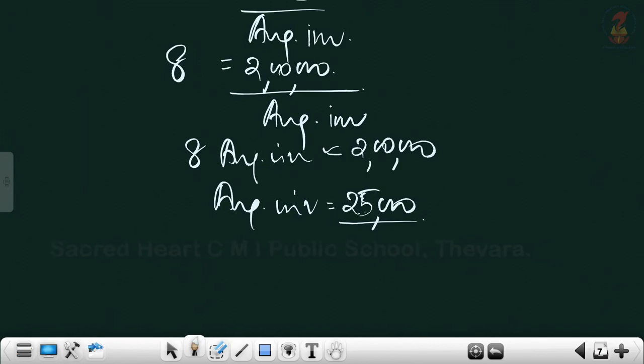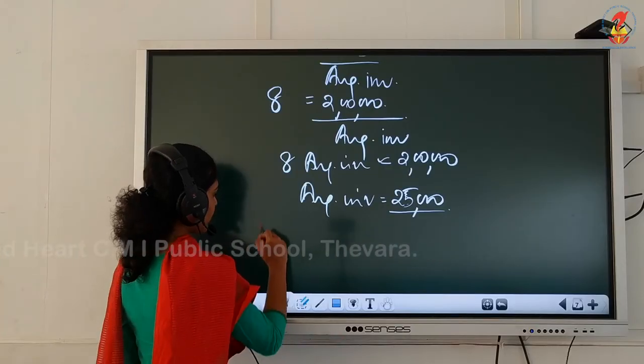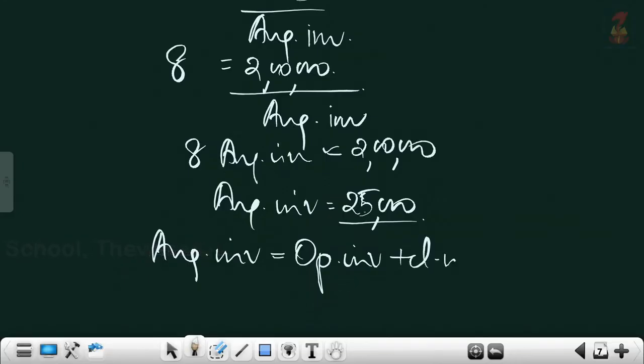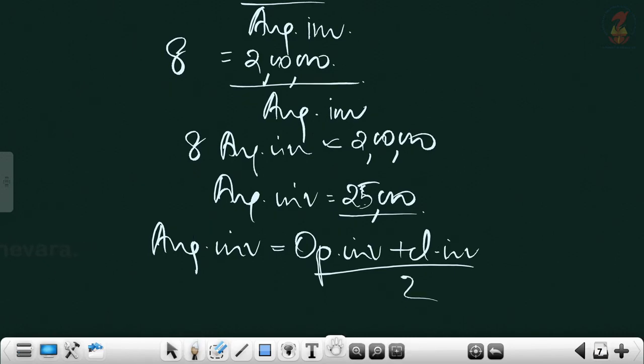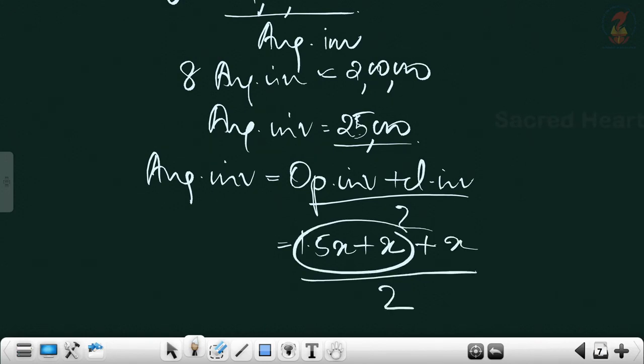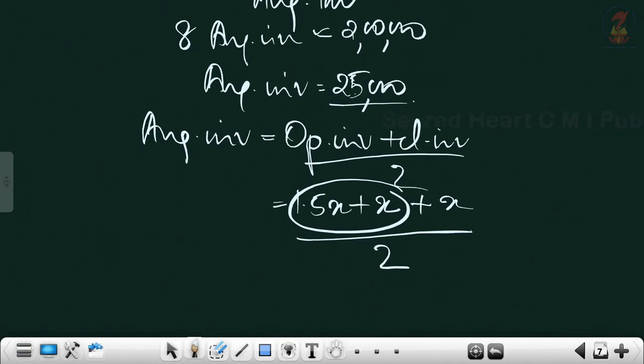Okay, we got average inventory. We need the values of closing and opening inventory. So we'll expand the average inventory formula now. Opening inventory plus closing inventory divided by 2. And opening inventory, how did we write the equation? Opening inventory was 1.5x plus X. So much is opening inventory. Plus there is one more item, closing inventory. Do it very carefully. Plus X. Don't forget to add this, because opening inventory is 1.5x more than closing. Plus there is one more term, closing inventory. So add that also. So much divided by 2.